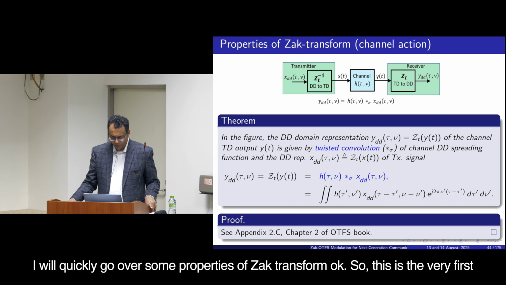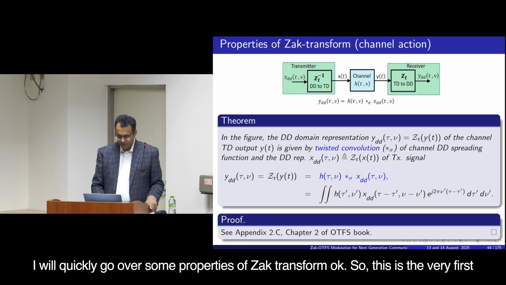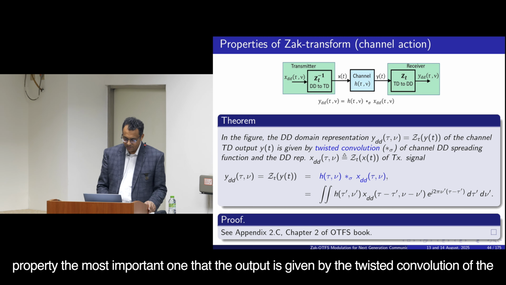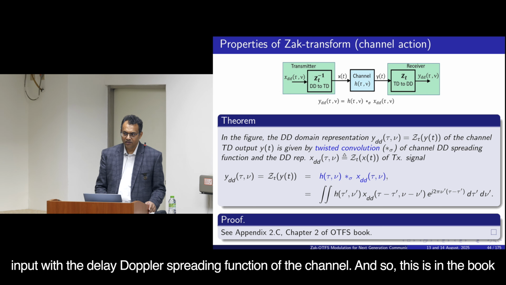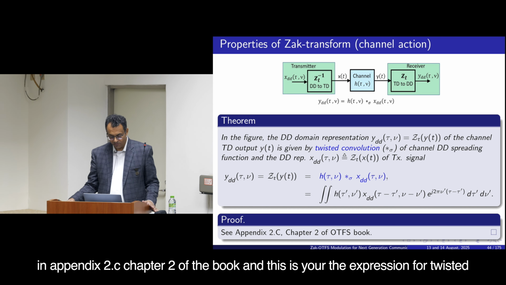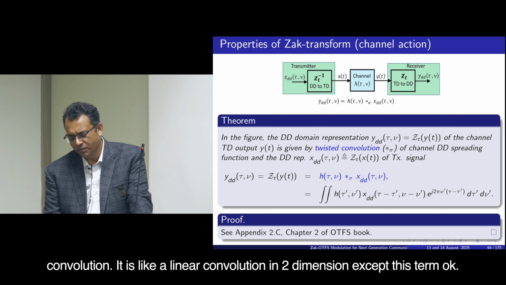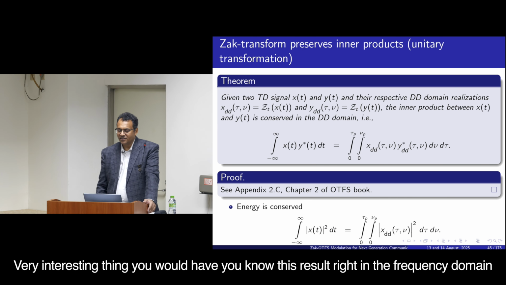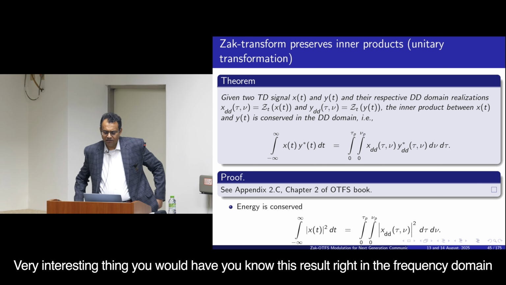I'll quickly go over some properties of the Zak transform. Okay. So this is the very first property, the most important one, that the output is given by the twisted convolution of the input with the delay Doppler spreading function of the channel. And this is in the book, in appendix 2.C, chapter 2 of the book. Okay. And this is the expression for twisted convolution. It's like a linear convolution in 2 dimensions except for this term. Okay. Very interesting thing.